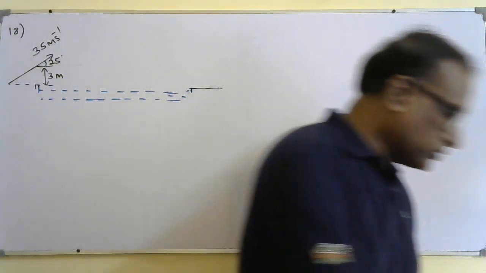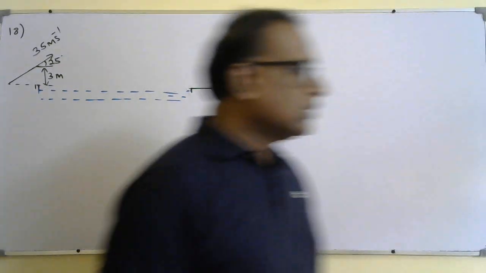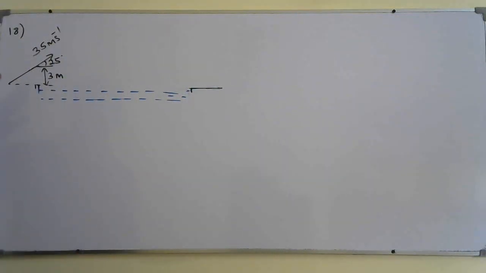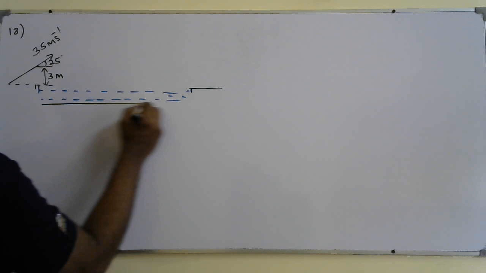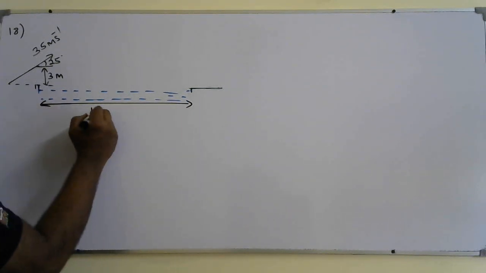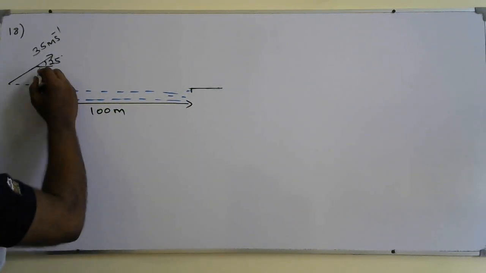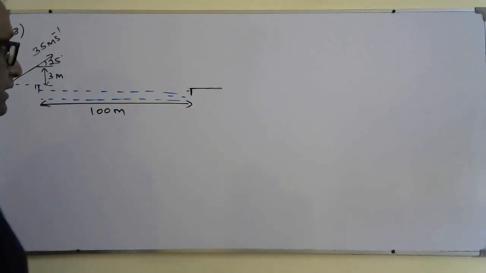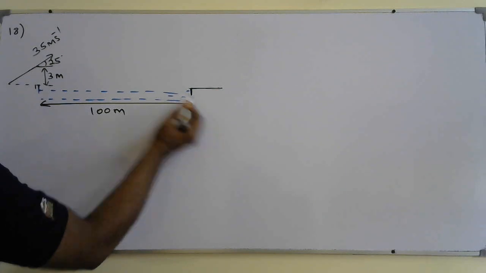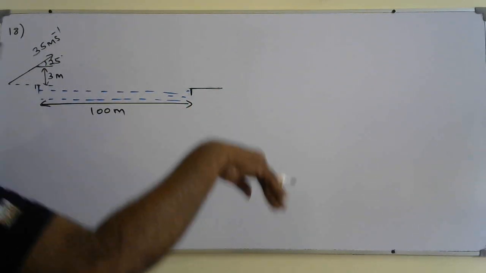Okay, so this is a simple question. A motorcyclist is leaving at an angle of 25 degrees at a velocity of 35 meters per second at a height of 3 meters above a river. The width of the river, I marked it with blue coloring, is 100 meters. He wants to cross this river. So will he land on the other side of the bank of the river, 100 meters away, or will he fall into water?